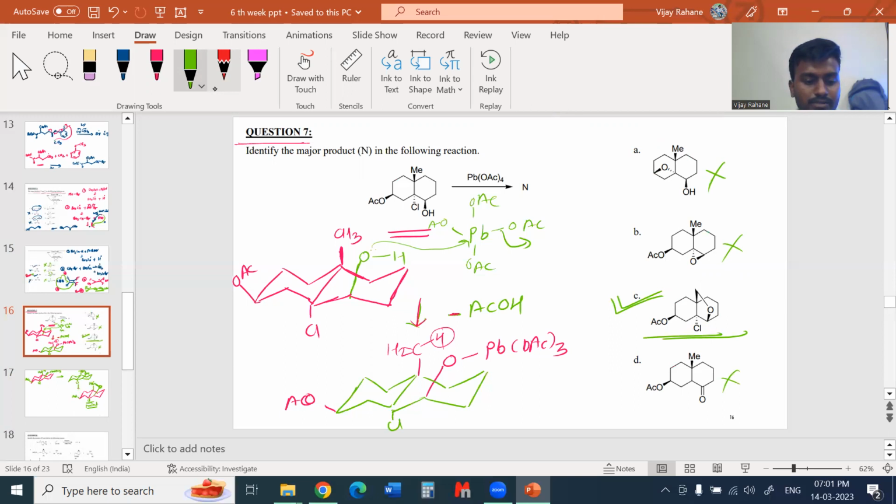So like this, we can solve many questions. We just need to understand the geometry and stereochemistry. Because if you see here, the palladium is coordinated with this hydroxy group, and then the radical forms on the methyl group. If the methyl group and the hydroxy group are not syn to each other, then this product will not form, right? So the correct option is C.